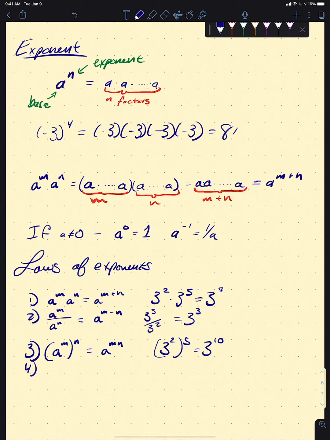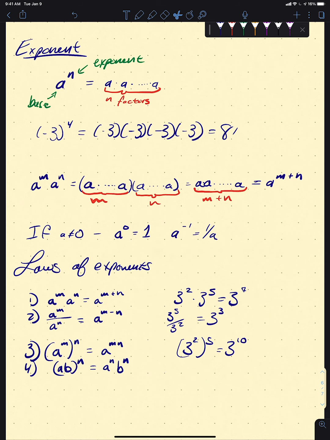Our fourth law is that, say we have 2 numbers a and b, and we raise their product to the nth power. That's the same as raising a to the nth power and b to the nth power and multiplying the 2 answers together. I'm going to move these examples over just a bit to give me more room. So let's say we're doing 3 times 4 squared. That's equal to 3 squared times 4 squared.